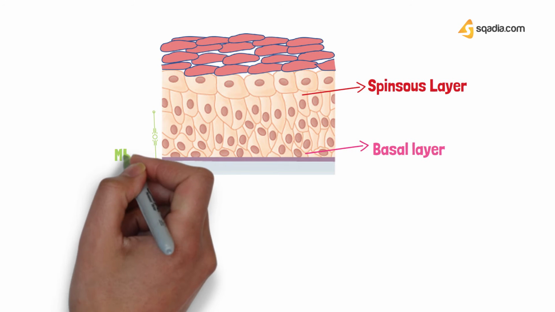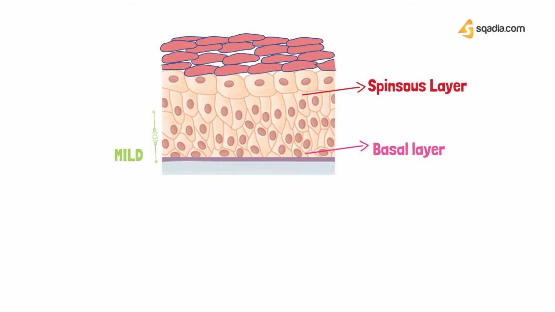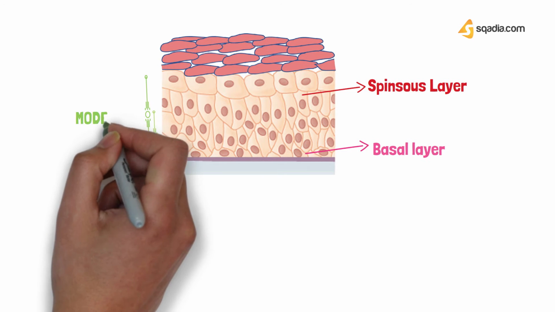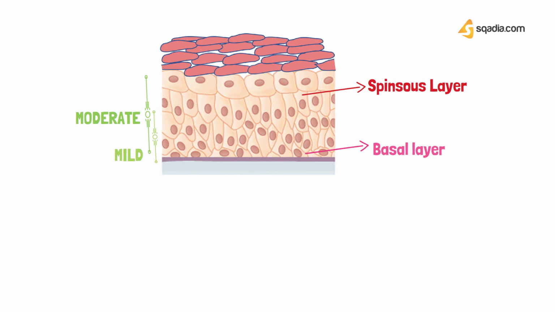Now we're going to look at it diagrammatically. As we can see, the mild is just above the basal layer, whereas the moderate one is going to the mid portion of the spinous layer, whereas the severe is reaching up to the level of the epithelium.